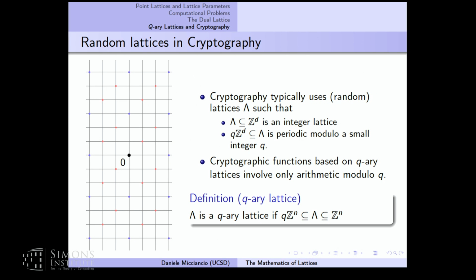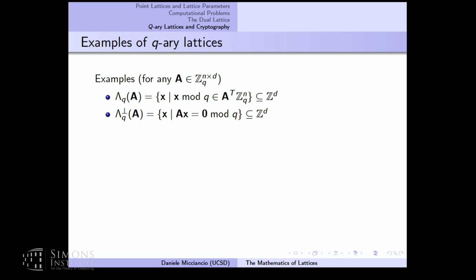So these are, in cryptography you can pick the lattice, or in coding theory too, it's your choice. It's not given by the problem, you're building a lattice to have a good error correcting code or a good cryptographic function, and these are natural choices. And let's look at some examples.